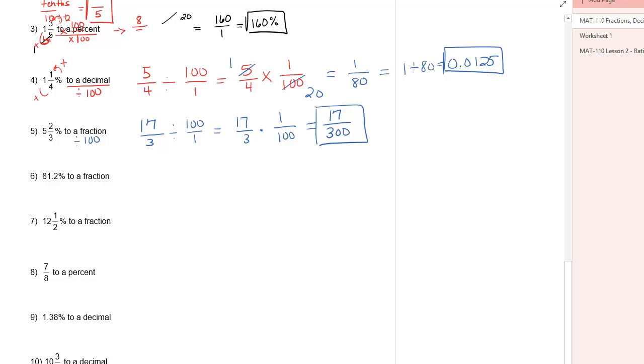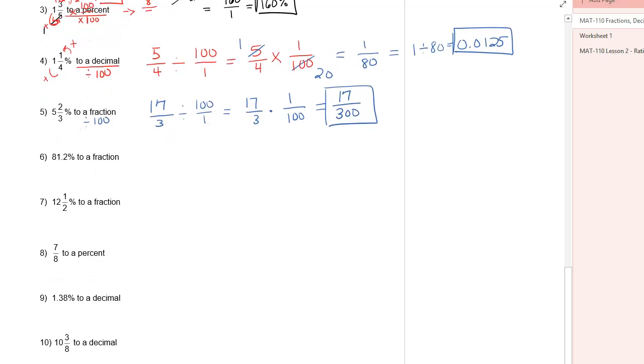All right, moving on to example 6. I have 81.2%, and I'm going to change that to a fraction. So again, I'm going to divide by 100.